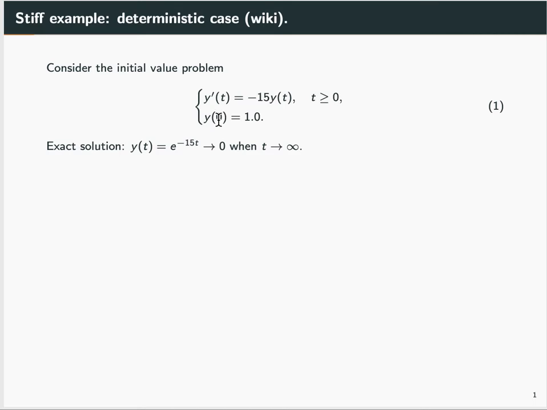Consider the ODE with a negative constant drift and a given initial condition. We can easily write down the solution, and the solution converges to 0 when t tends to infinity. It is so simple, but some numerical methods cannot achieve the same long-term behavior when the step size is not small enough.